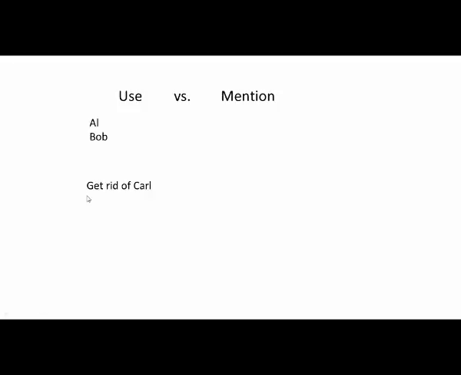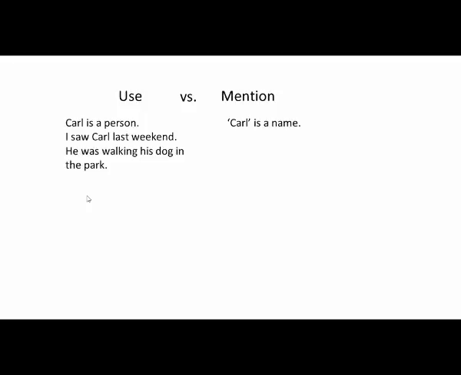So the distinction between use and mention has to do with the fact that Carl is a person. But if we want to talk about the word Carl, we will put that inside of single quotes. So 'Carl' in single quotes is a name. We would still pronounce that Carl, which gets confusing, right? Because I say Carl is a person, but 'Carl,' with the quotes, is not a person. 'Carl' is a name. I might say I saw Carl last weekend. He was walking his dog in the park. But if I say I saw 'Carl' last weekend, I might follow up by saying it was written on the bathroom wall or something like that. So there's a difference between Carl, the person, and 'Carl,' the name, that we don't pronounce. And that's the cause of the confusion here.